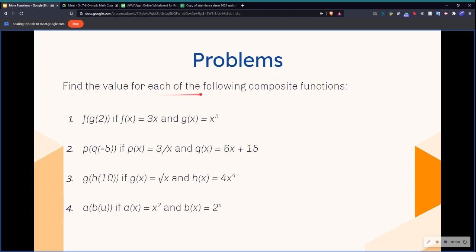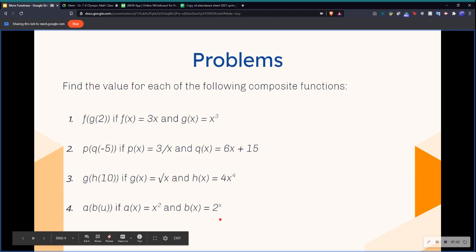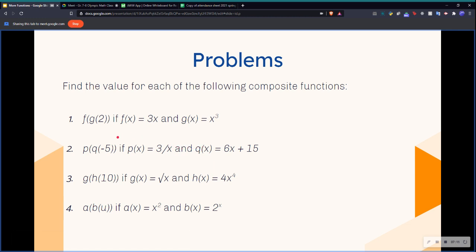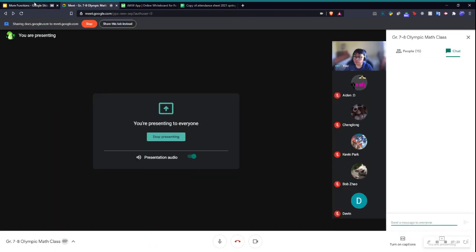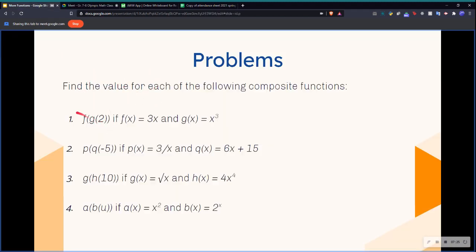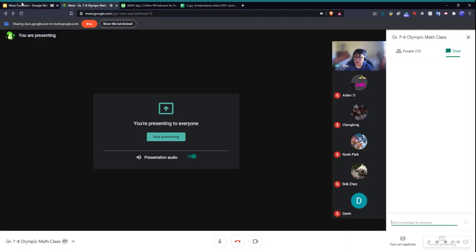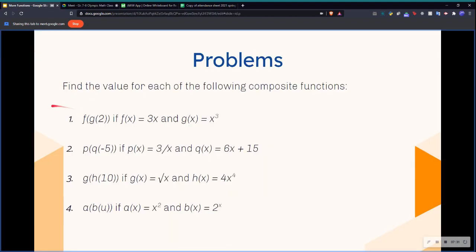Okay. So find the value for each of the following composite functions. You have f of g of 2, where f of x is equal to 3x and g of x is equal to x cubed, and then you have these ones as well. I'll give you guys 1 minute to solve these. And let me know when you guys finish too. I might have to give you guys some extra time. 1 minute's not enough.